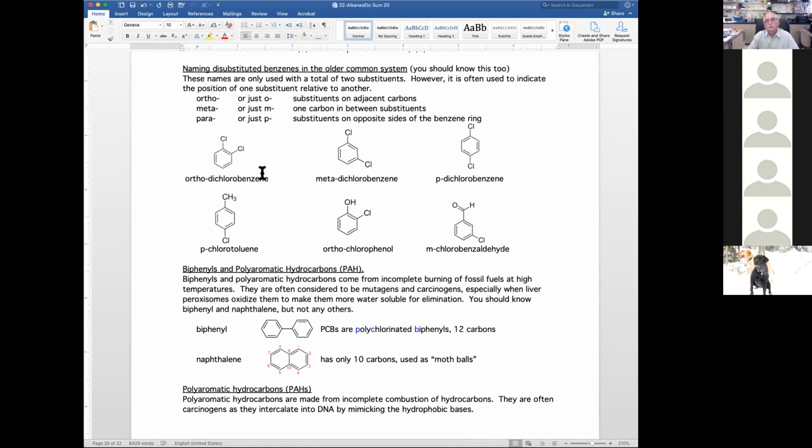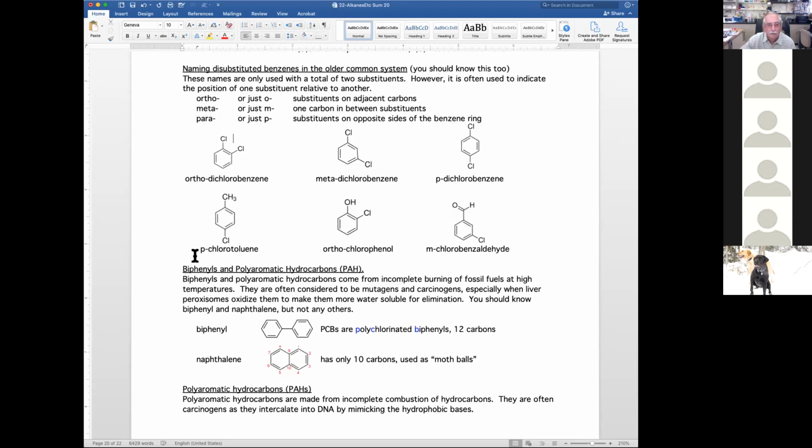Ortho is also used to describe a position. So here's this carbon atom, ortho to that. In other words, right next to it, that one or that one is another substituent. If I skip one, it's called meta. So this is the meta position relative to that chlorine. This is the meta position. And this is the para position, exact opposite sides.